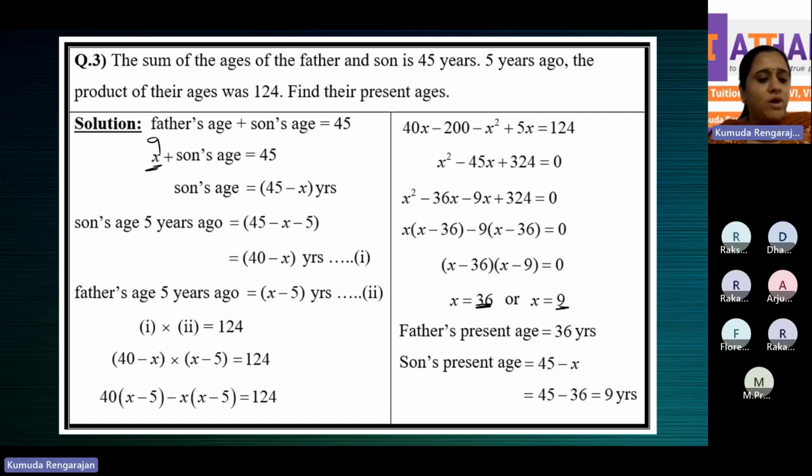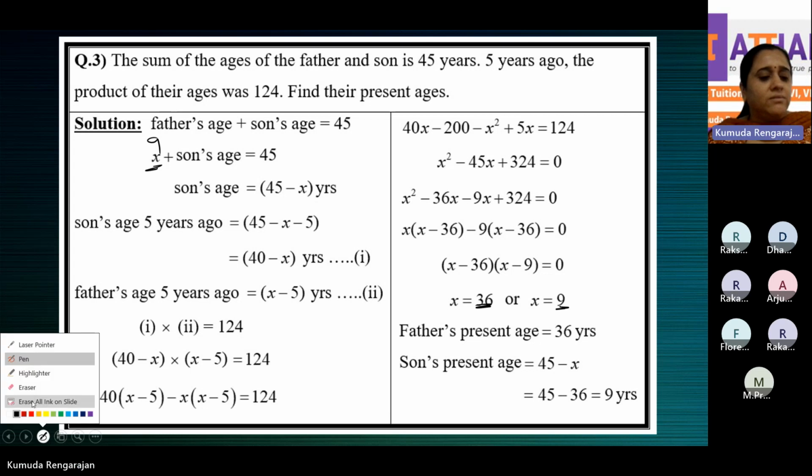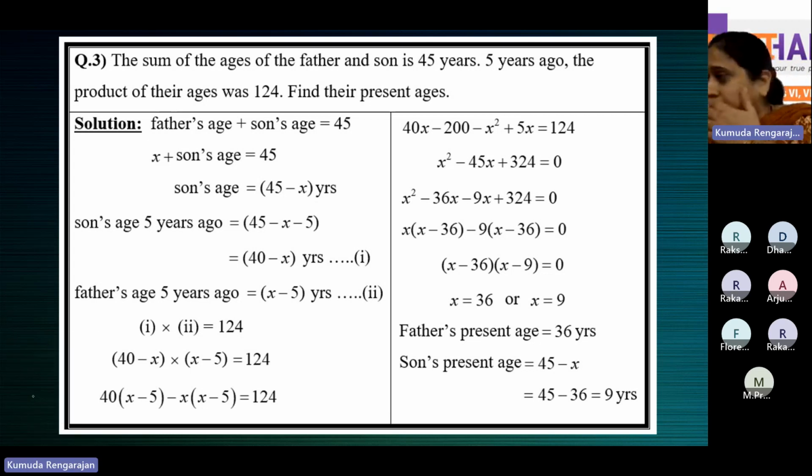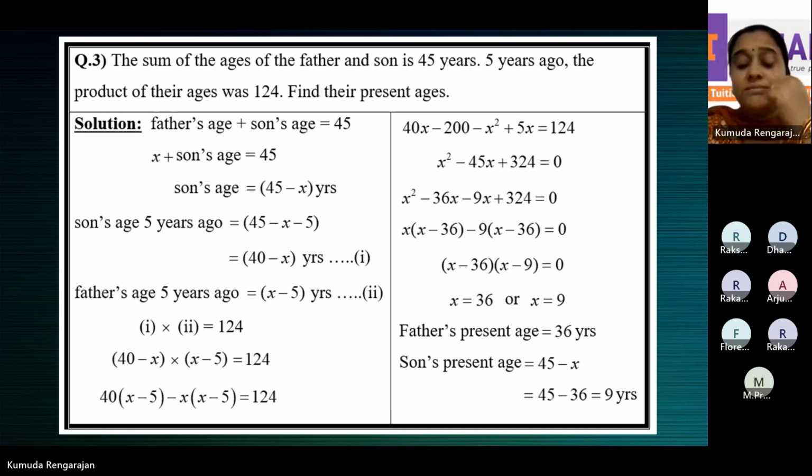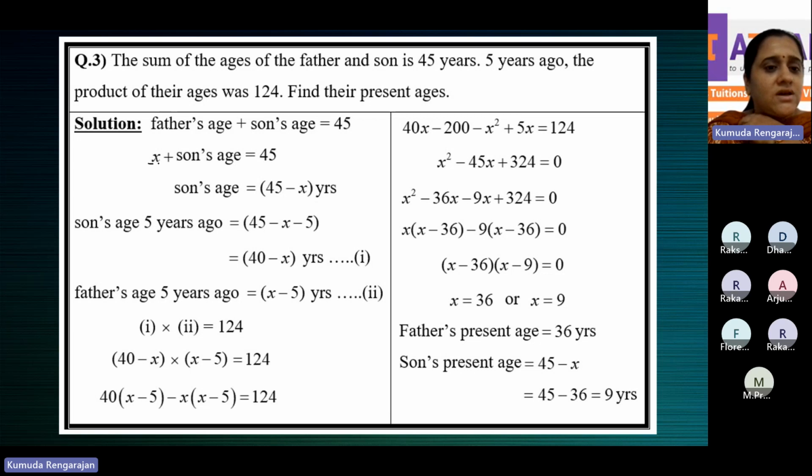Here both the values of x are positive, so you can go ahead with both the values. But when you substitute, x is 36, meaning the father's age is 36, and then the son's age will be 45 minus 36, 9. That's practical.